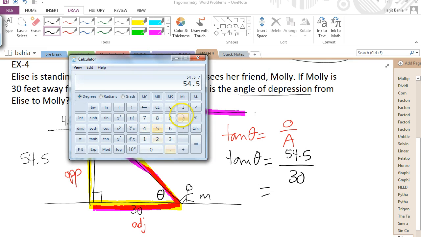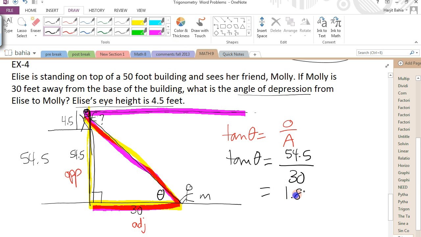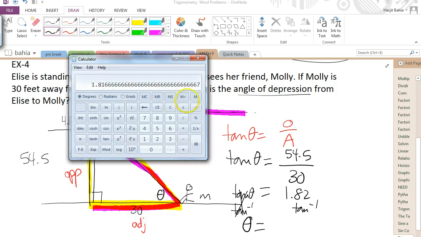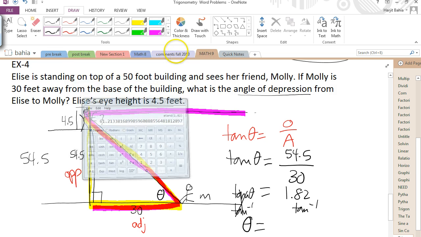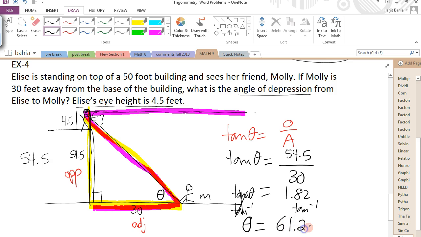54.5 divided by 30 is 1.82. And we're going to inverse tan this to get rid of the tan. Same on the other side. That gives us nothing. It cancels out. Theta is the inverse tan of 1.82. The inverse tan of 1.82 gives us 61.21 degrees.